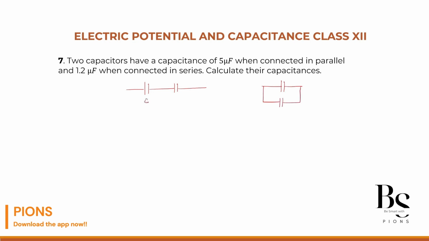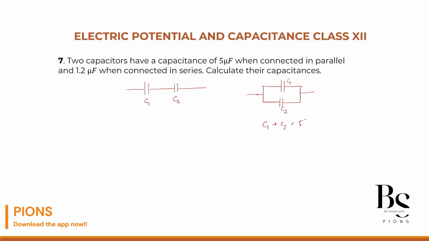It's not given that they are equal. So let's call them C1 and C2. Two capacitors have a capacitance of 5 microfarad when they are connected in parallel. So this is C1 and C2. And they have equivalent in this case how much? 5. So C1 plus C2 directly, that is equals to 5 microfarad.